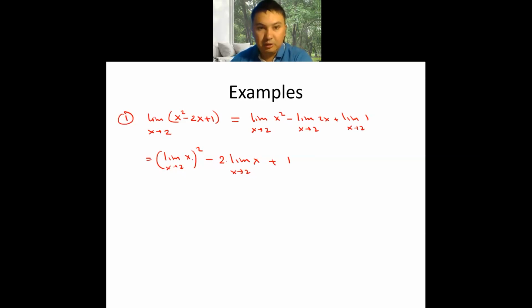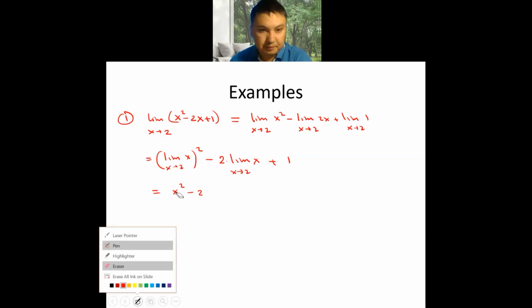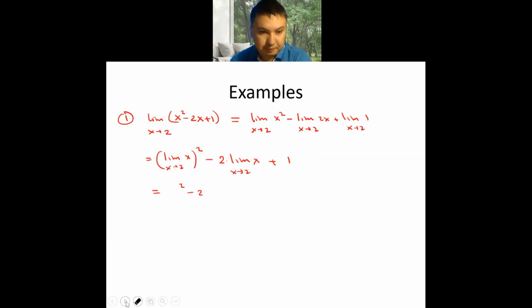Okay, now what is the limit of x? Well, this is x. So I get x squared minus 2. Sorry. Instead of x, I have 2. So here it's 2 squared minus 2 times 2 plus 1. So this is 1. Okay, so that limit is equal to 1.